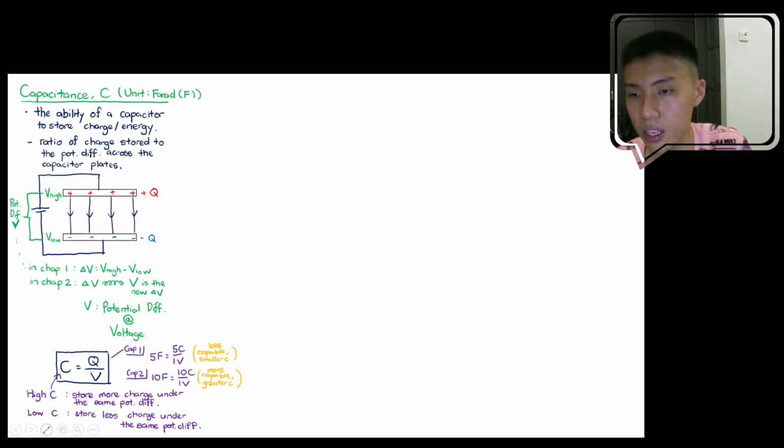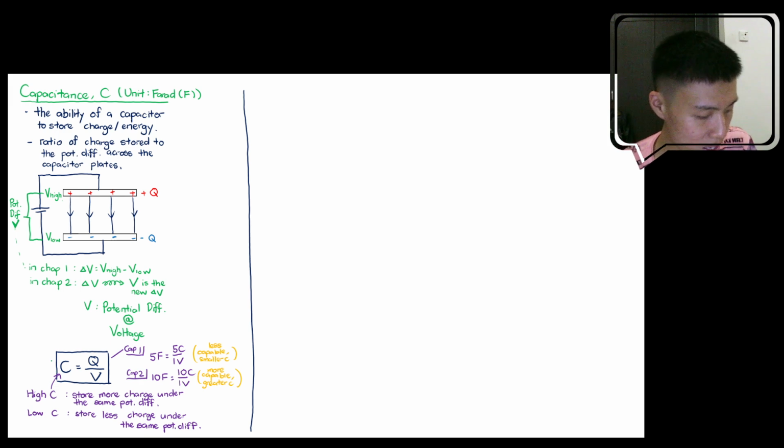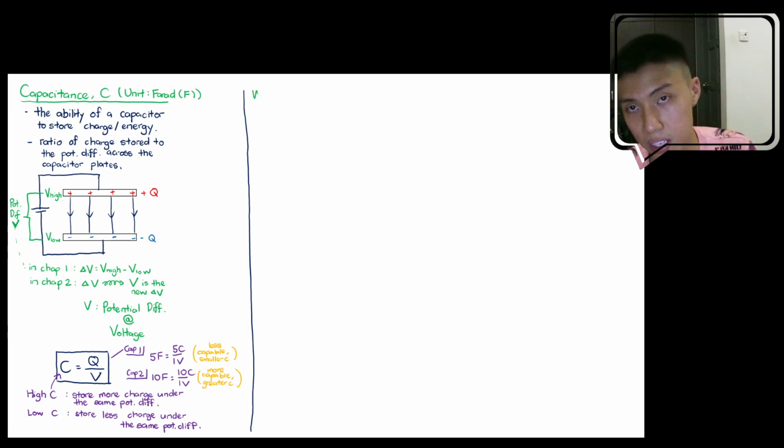Okay, if we are all clear what capacitance is right now, we can move on to talk about what controls the value of capacitance. Why does a certain capacitor have a high capacitance value? Why does a certain capacitor have a low capacitance value? So we need to understand what affects the value of capacitance. What affects capacitance? The title for this part will be factors affecting capacitance.